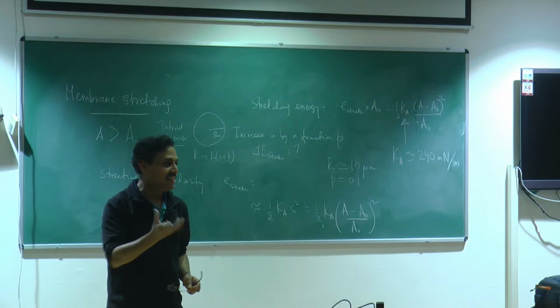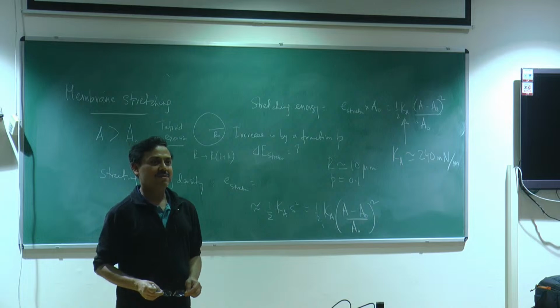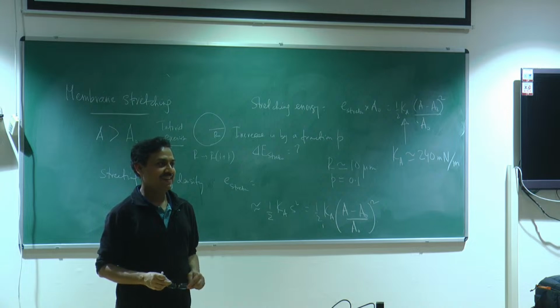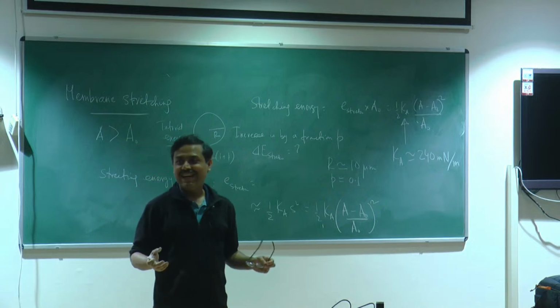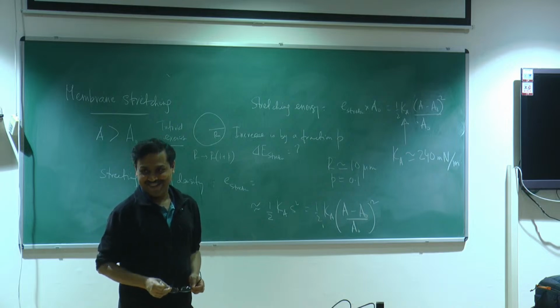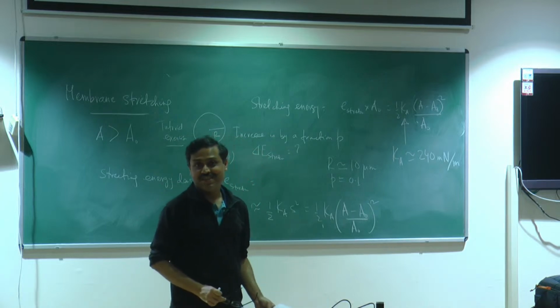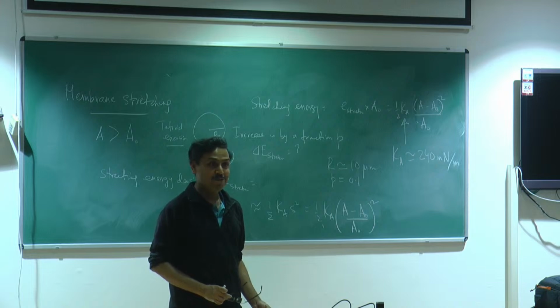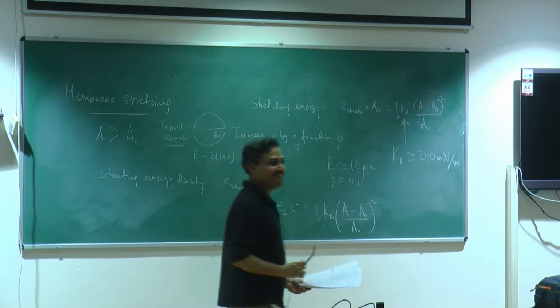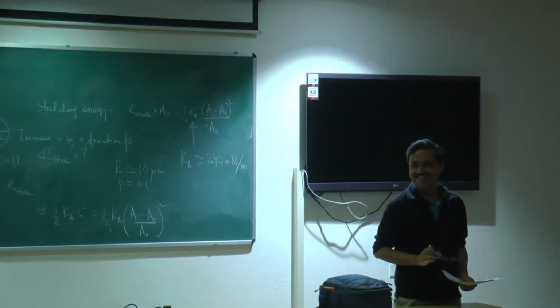Any guesses how much that could be? In terms of kT, kT is a unit of energy, right? You talk about thermal energy, kT. So what orders do you think you would get? 10 kT, 100 kT, thousands of kT? So find it out. And you will find that stretching is a very costly exercise. It's a fluid membrane. All the time you talk about it as a fluid membrane, but stretching turns out to be very, very costly.